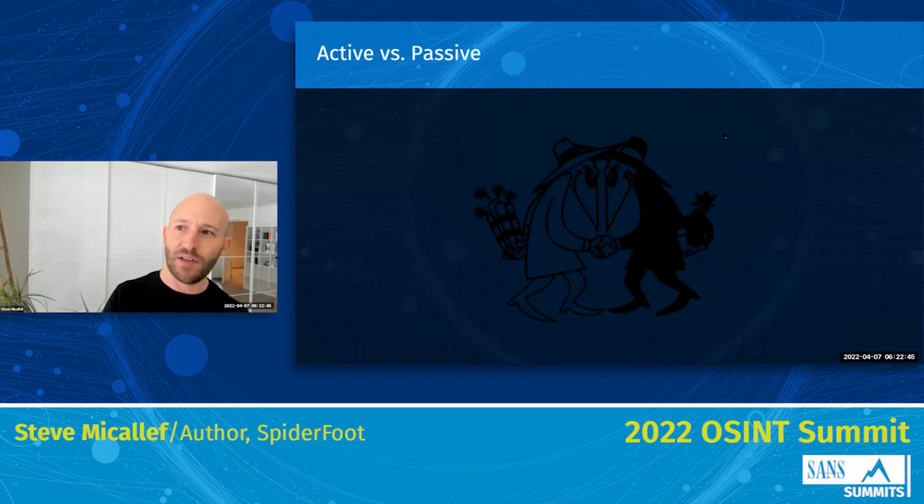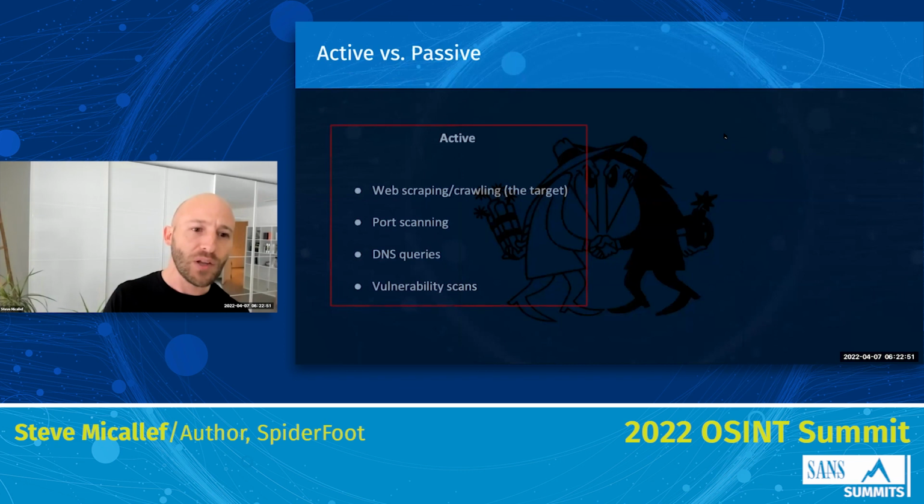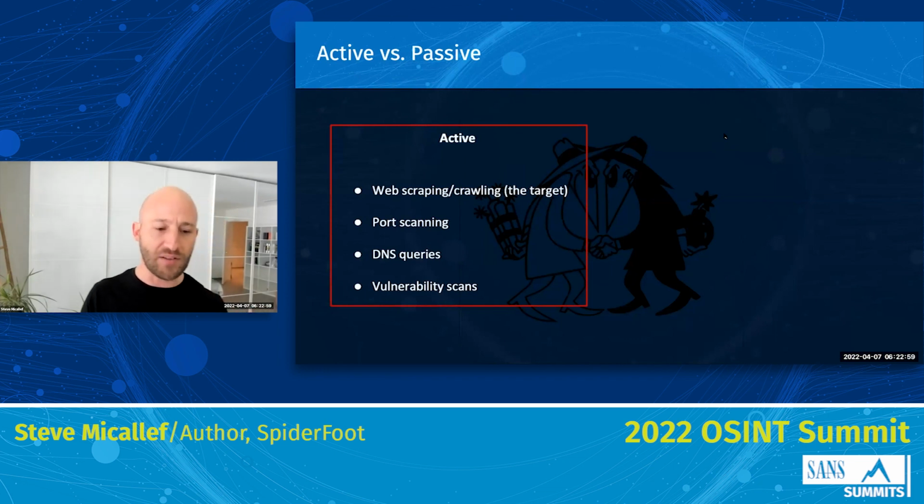So I think of it as basically you can do active or passive. So there's really two sides to the coin. And active means, okay, you're scraping the website of the target. You might be doing some port scanning. You might be doing some DNS queries or vulnerability scans. You're really talking directly to the target and extracting the information from that target.